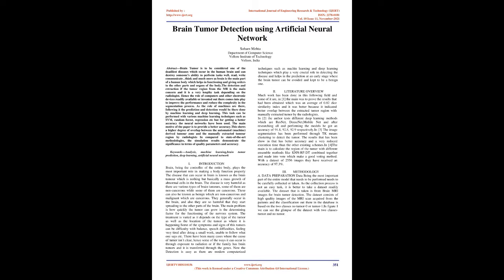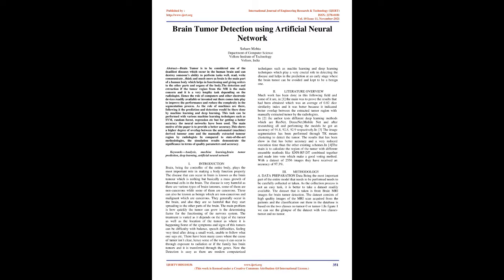Introduction. The brain, being the controller of the entire body, plays the most important role in making a body function properly. The disease that can occur in the brain is known as the brain tumor, which is basically a mass growth of abnormal cells in the brain. The disease is very harmful as there are various types of brain tumors, some of them non-cancerous while some of them are cancerous. These are known as benign, which are non-cancerous, and malignant, which are cancerous.